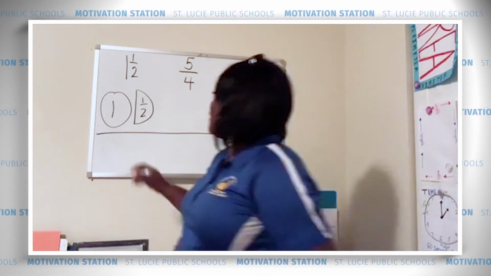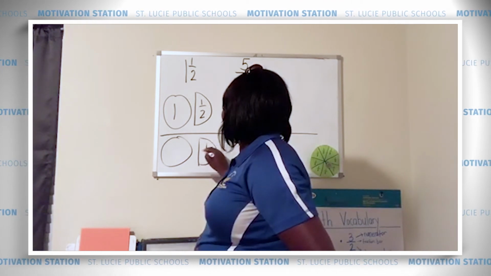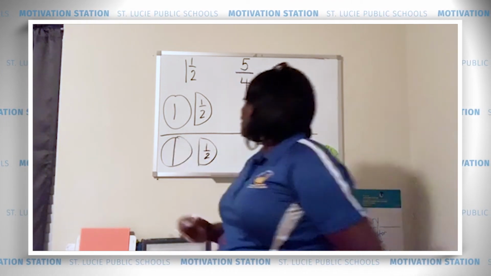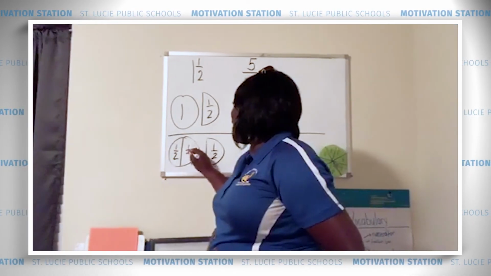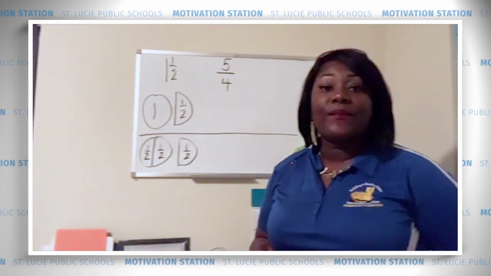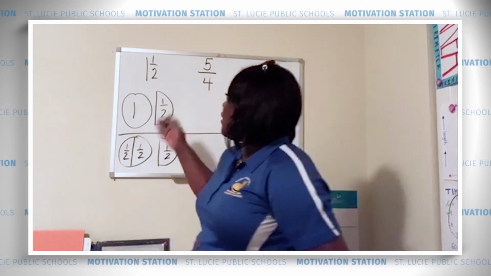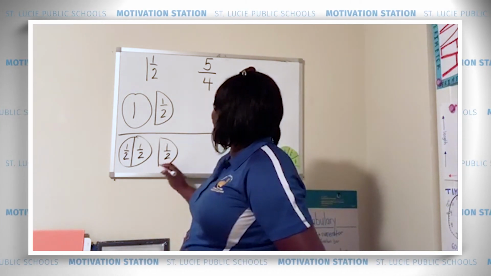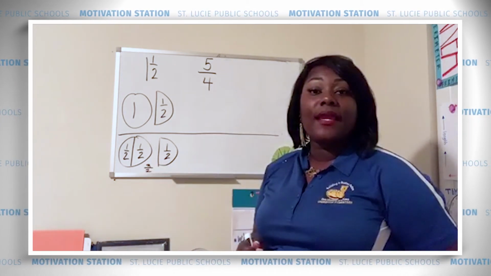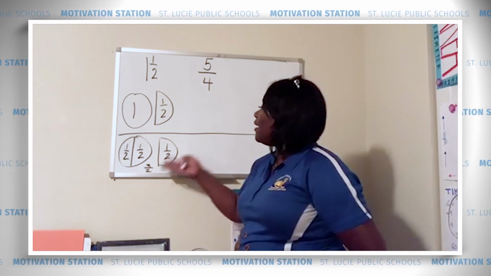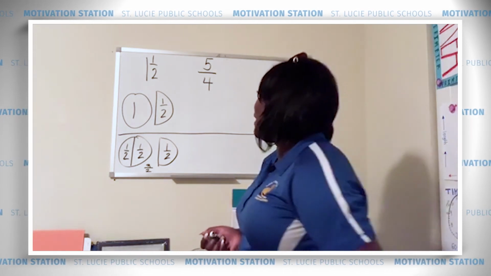Well, let's take a look. If I look at the whole and I look at the half, can't I also partition that whole in half? And now I'm looking at how many half-sized pieces. 1 half, 2 halves, 3 halves. So 1.5 is also the same thing as 3 halves. Right? That's the improper version of that mixed number. 1.5 is equivalent to 3 halves.